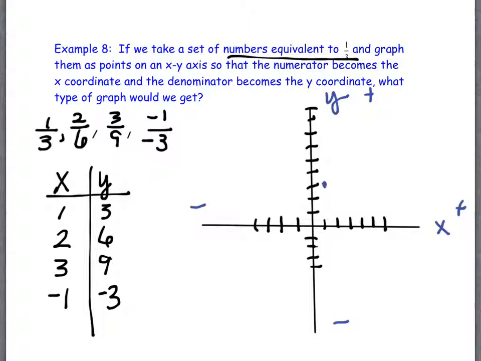The next one was 2, 6. So I'm over at 2 and up at 6. Something there. Have 3, 9, which is fairly high up. And then I have -1, -3 down here. So if I were to connect those, what would the graph look like? It looks like a line. It is a line with certain characteristics as well.